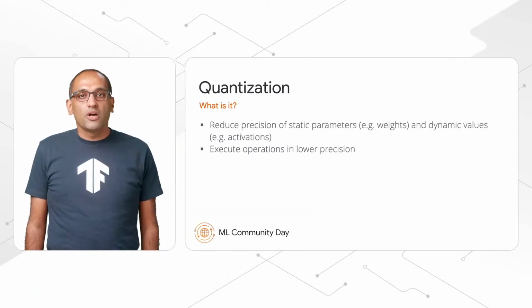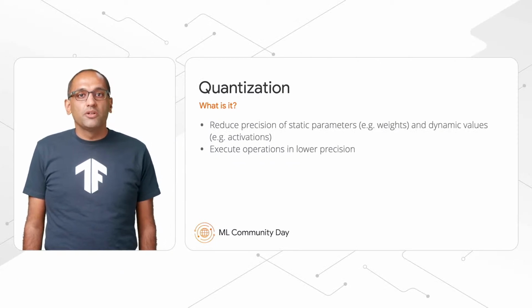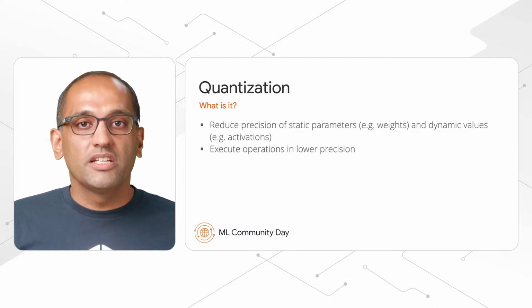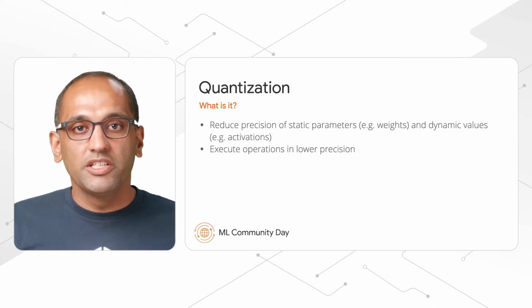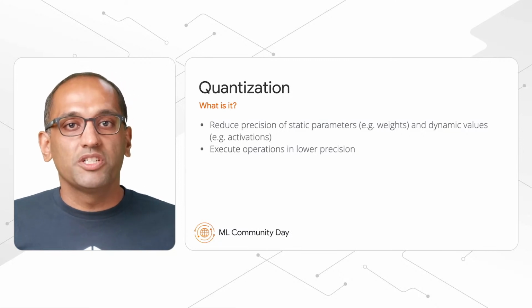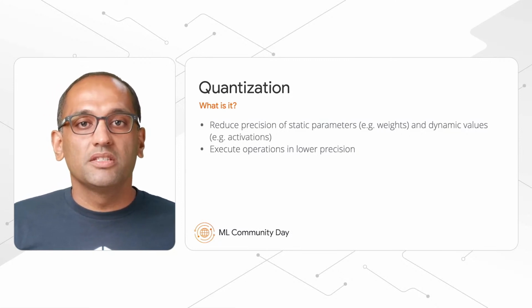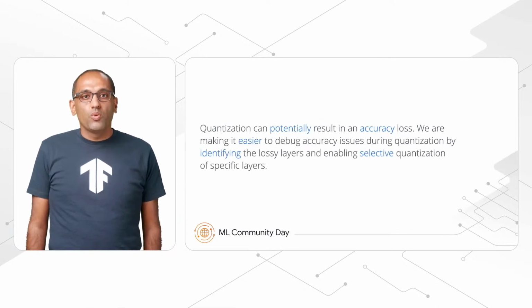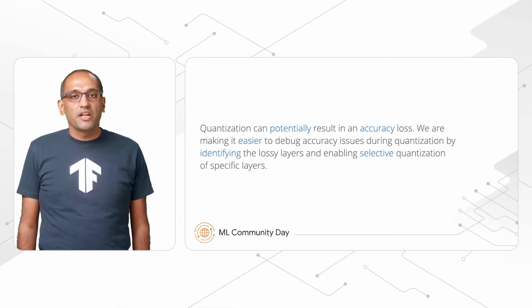Weights and activations occupy the majority of model size and are usually represented as 32-bit floating point numbers. Quantization is a technique to represent weights and activations as 8-bit integers or 16-bit floating point numbers to help reduce the model size with improved latency. However, due to the reduced precision, quantization can potentially result in an accuracy loss.